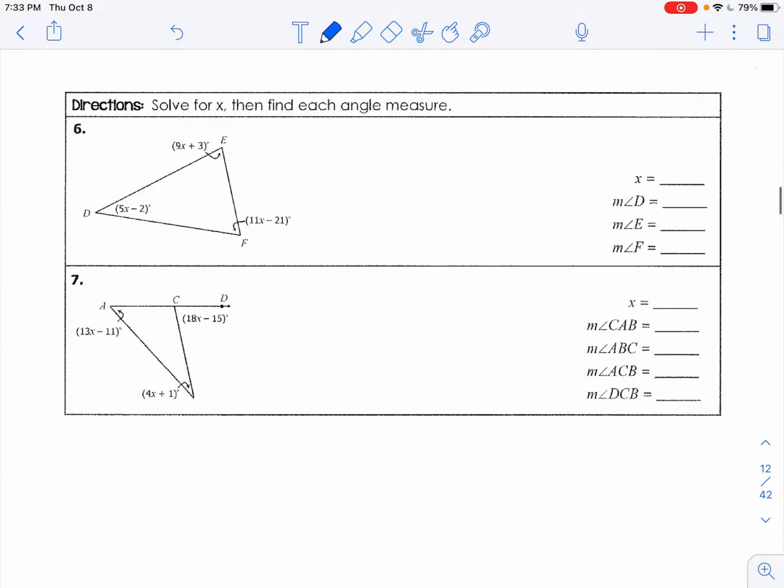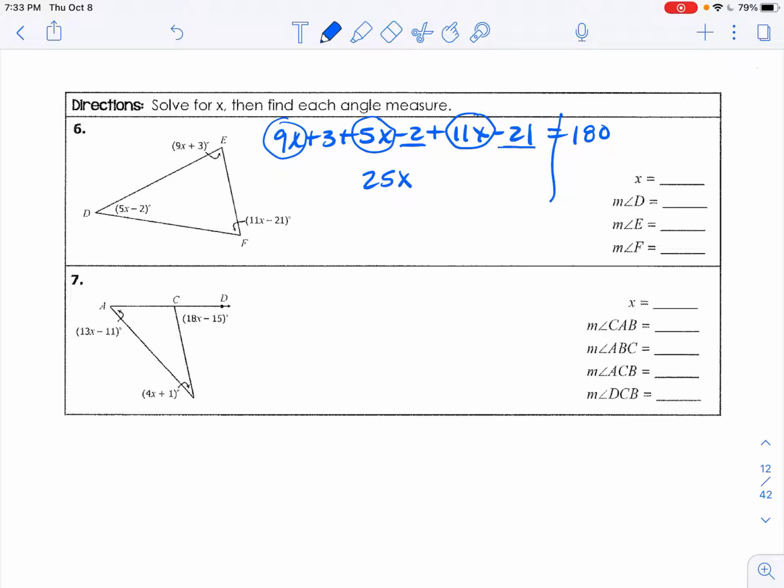A couple more examples. This time let's use some algebra. Again, this is our triangle angle sum theorem that says that when we add the three angles in a triangle, they equal 180. So we might have a lot of like terms, but it shouldn't be too bad. Let's just use some algebra. If I have 9 x's and 5 more x's, that makes 14 x's. 14 x's and 11 more x's make 25 x's. Let's see, I have a negative 2 and a negative 21 make negative 23. Negative 23 plus 3 is negative 20.